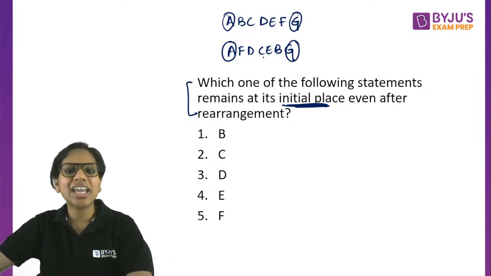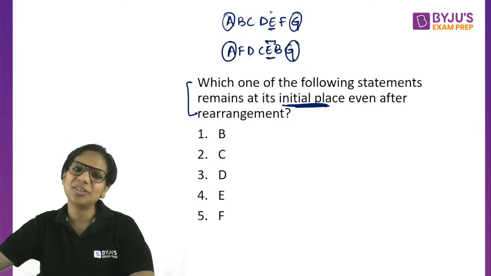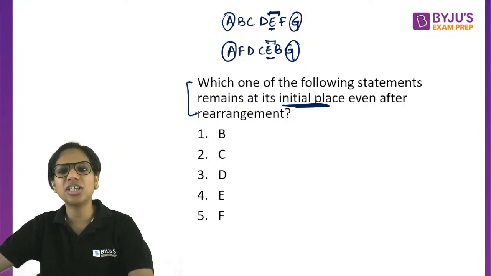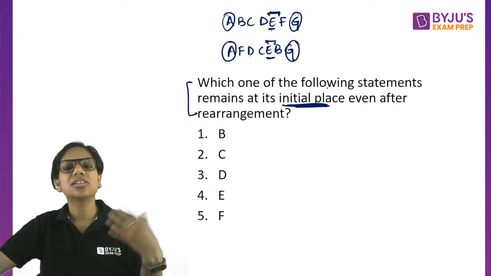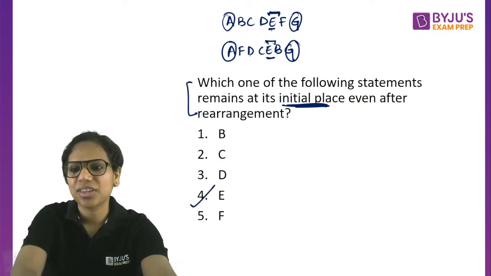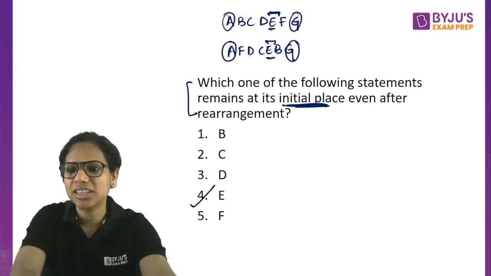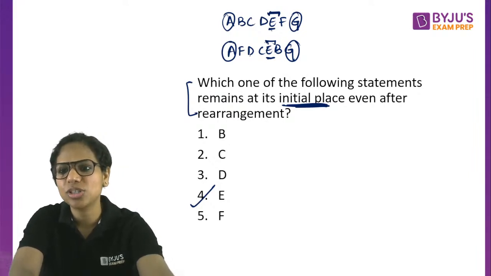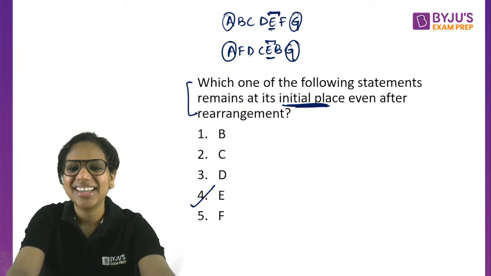C again has changed position. D changed position. E, however, is still in the fifth position where it was initially. E was in the fifth position initially. It is in the fifth position now also. So that is my answer. Okay? Fourth option. Good. Naman, Gaurav, Ankit, yes, yes. Correct, correct. Dharmi also. All of you have answered E. Correct.